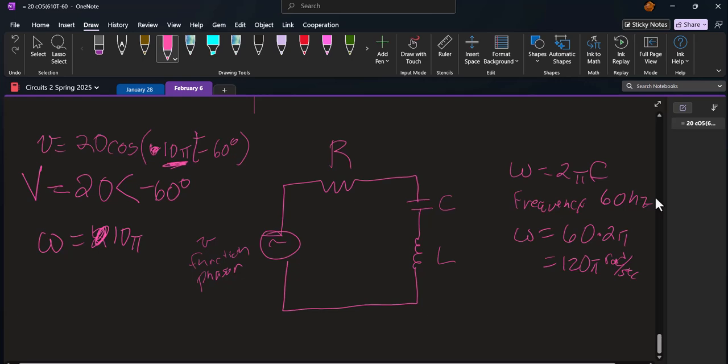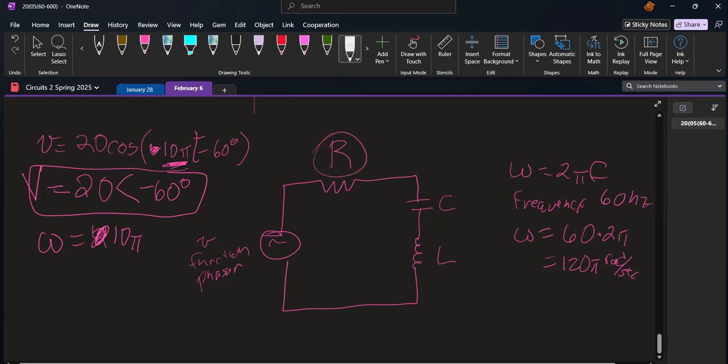So you change the V, the voltage, to a phasor. So you do that first. The resistance is always just going to be R. It's going to stay the same, so you don't have to worry about that. The capacitance is going to be minus j over omega C.